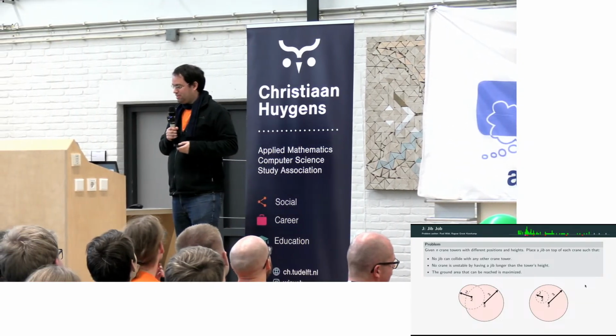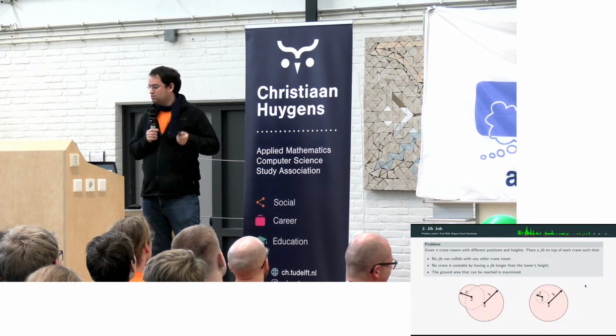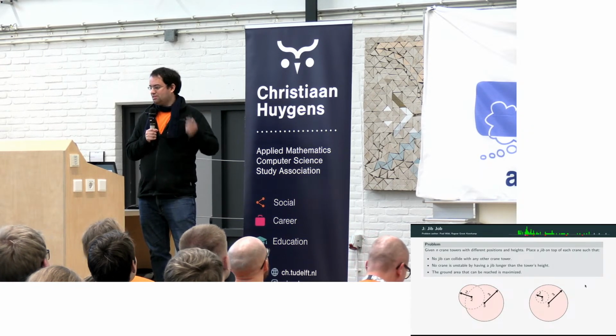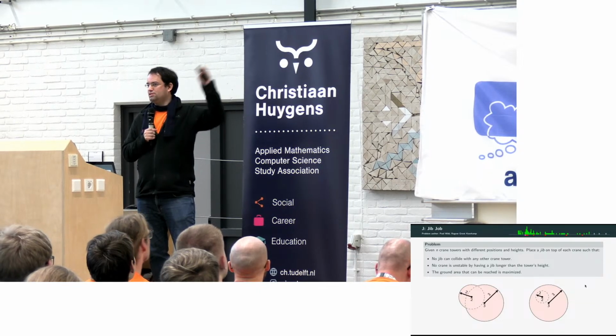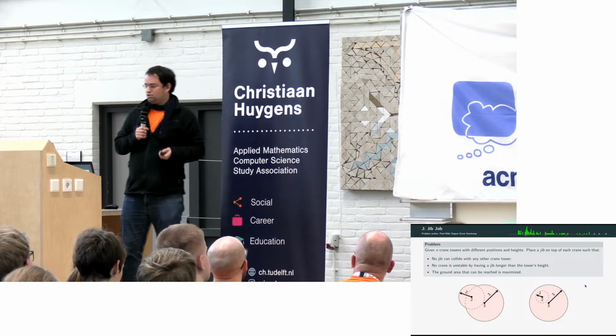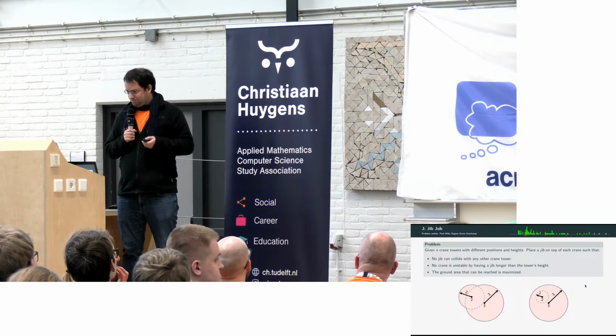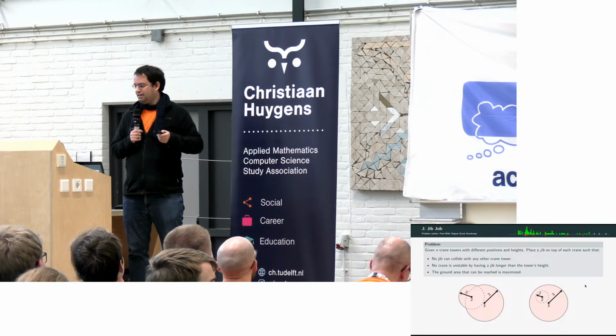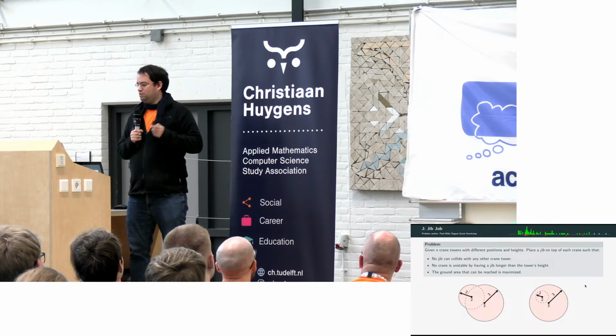In this problem, you were given these cranes, which are on some construction site. Each of them has some given position and some height. Now you need to place these jibs, these horizontal bars, on the cranes, subject to some constraints. The cranes should not collide. The jibs should not be longer than the height of the crane. And the ground area that can be reached is maximized.